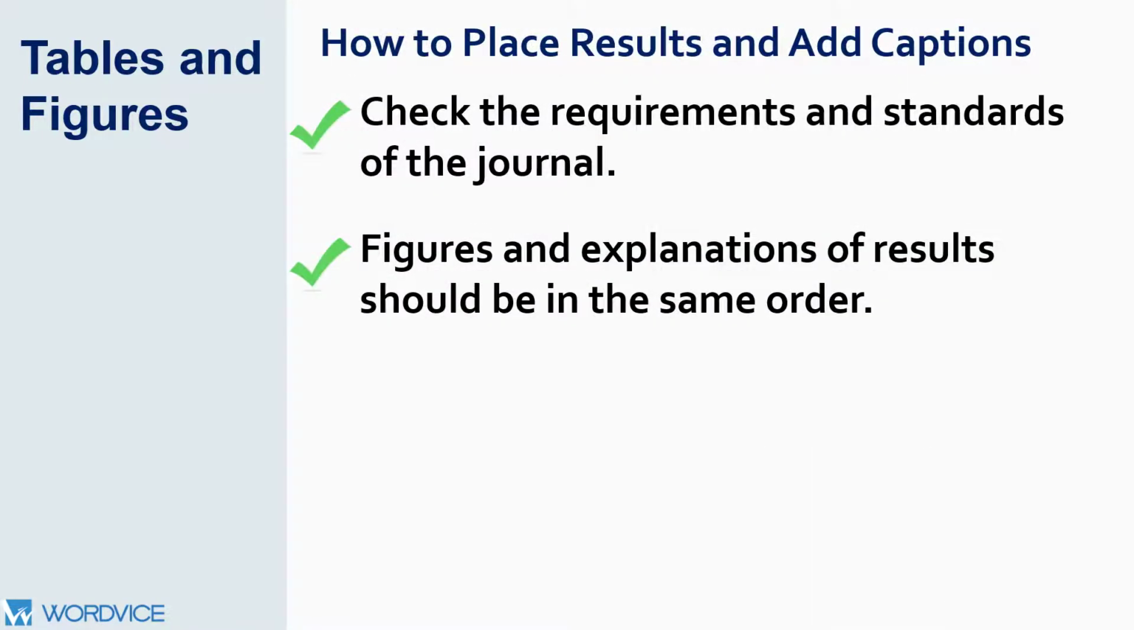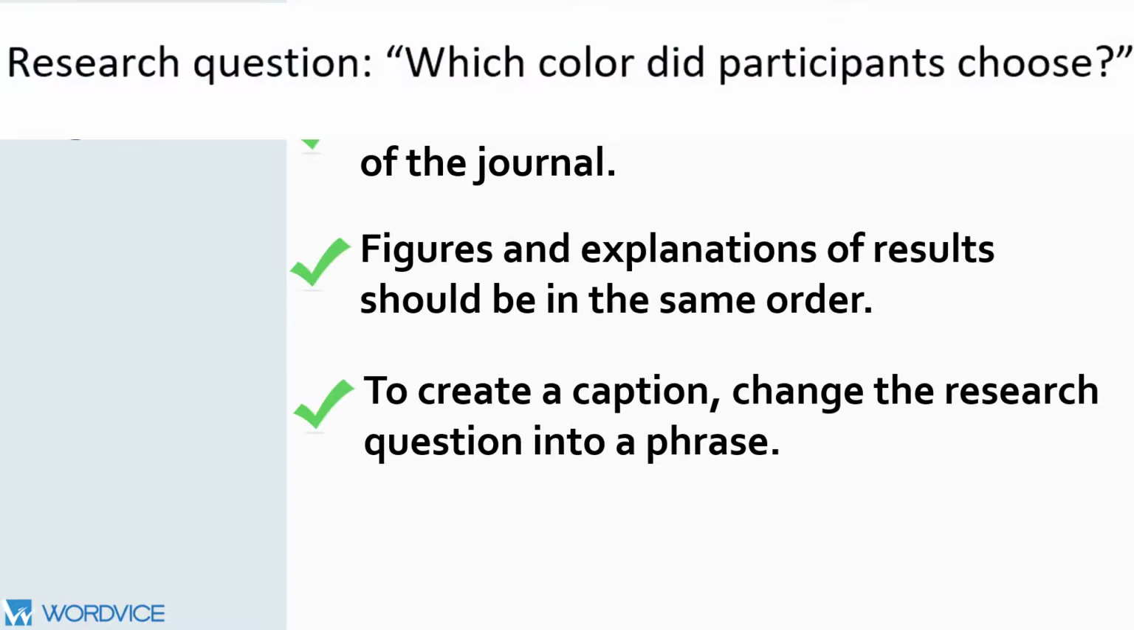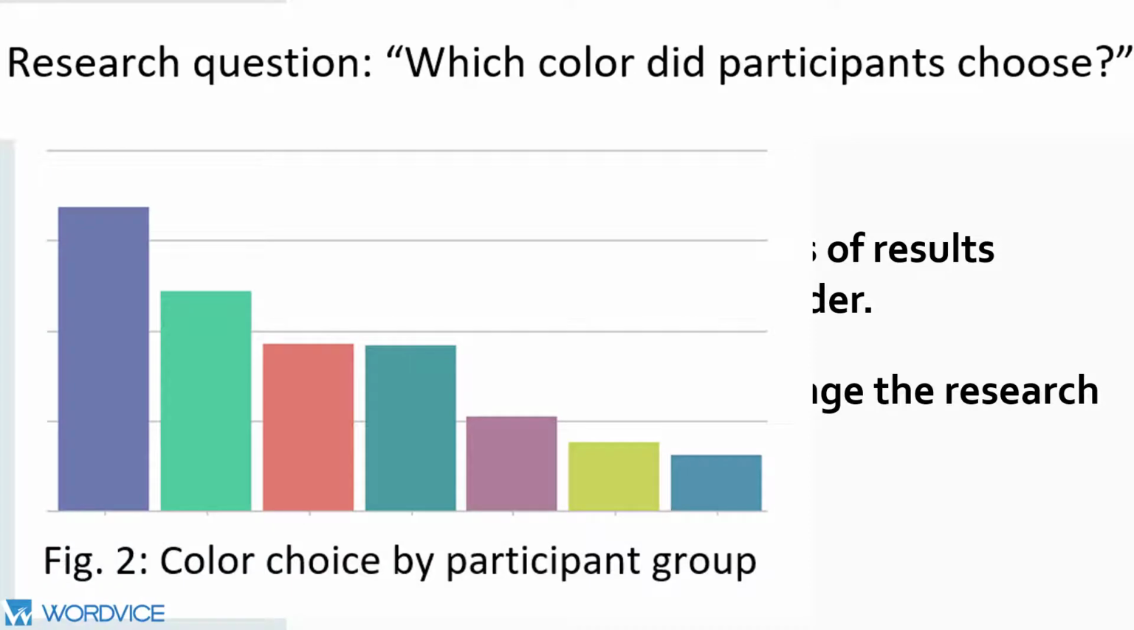Regardless of which format you use, the figures should be placed in the order they are referenced in the results section and be as clear and easy to understand as possible. To create a caption, consider the research question being asked and change it into a phrase. For example, if one question is, "Which color did participants choose?" the caption might read, "Color choice by participant group."